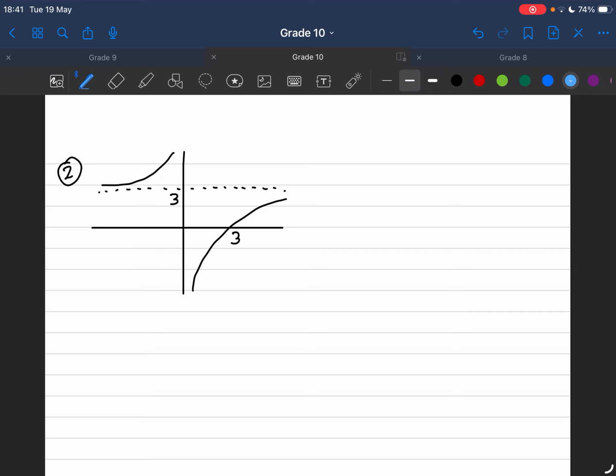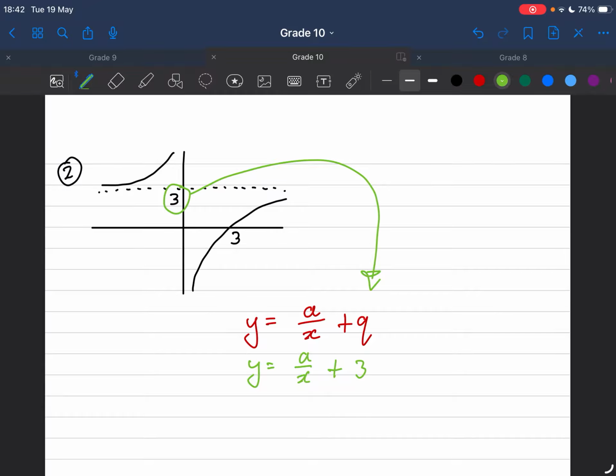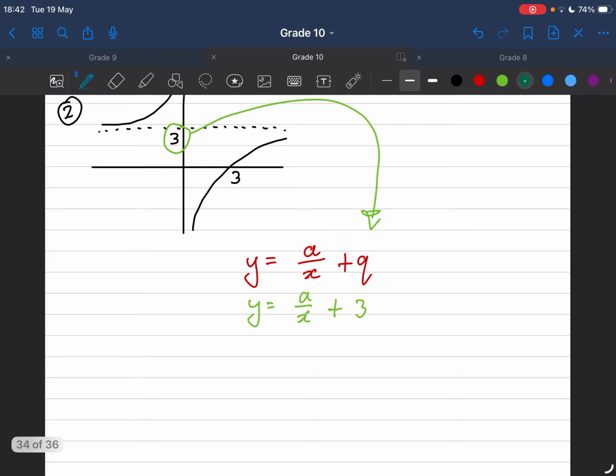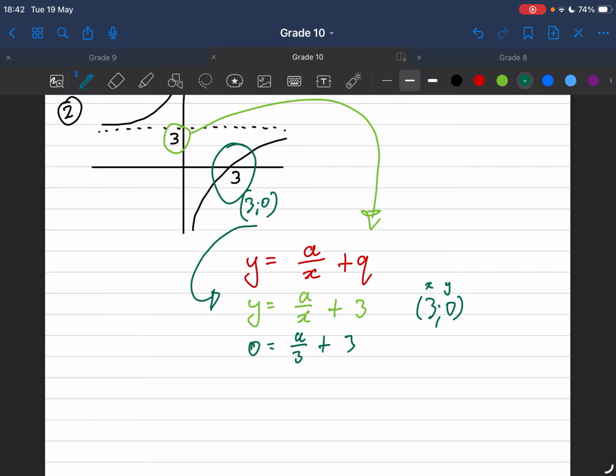So how do we begin? Well, we have y is equal to a over x plus q. We take our value for q and bring it in. So y is equal to a over x plus 3. What do we do next? We take our coordinates. So this is an x-intercept, so it's 3 and 0. So if you're bringing in 3 and 0, we remember that this is x and this is y. So 0 is equal to a over 3 plus 3.